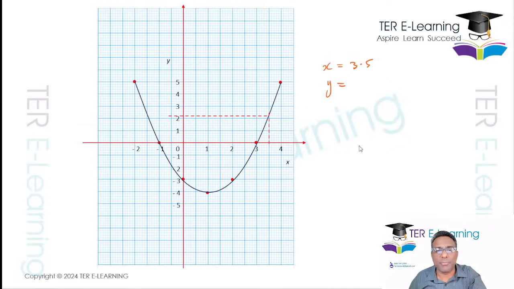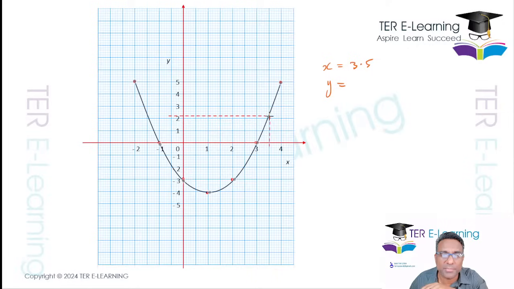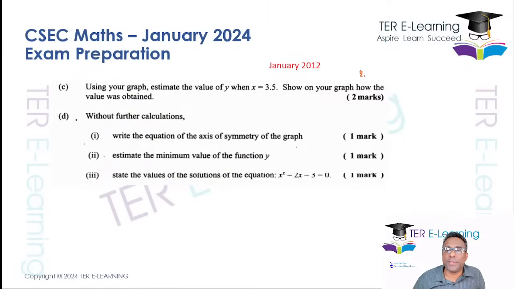Now based on the diagram there, it's approximately, now I saw some of you say 2.1, but the line right after the 2 marker is not actually 2.1, it's 2.2, eh? So be careful with that. That's actually 2.2, not 2.1. So this y value here is 2.2. Y is equal to 2.2.